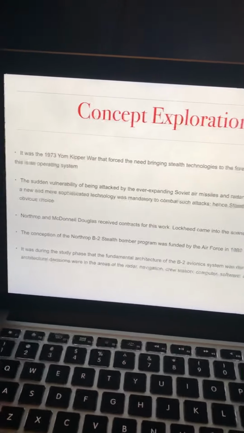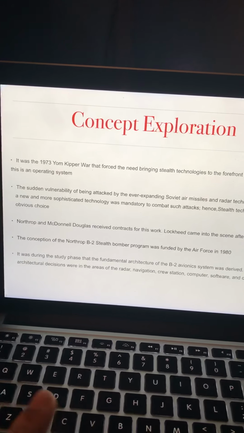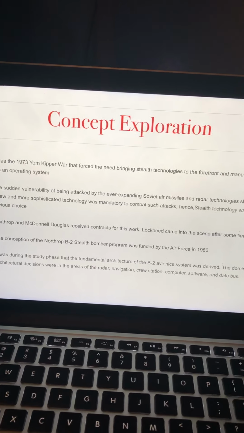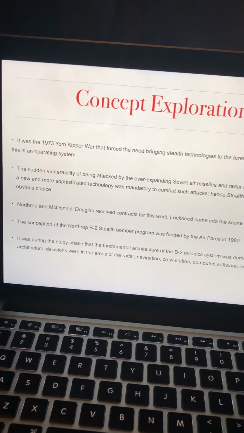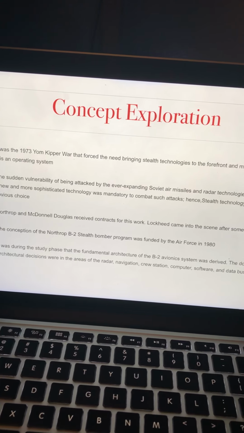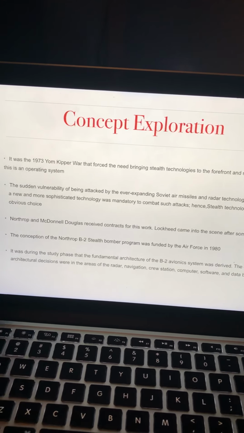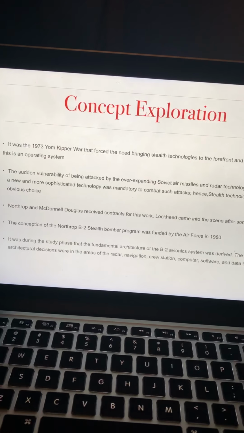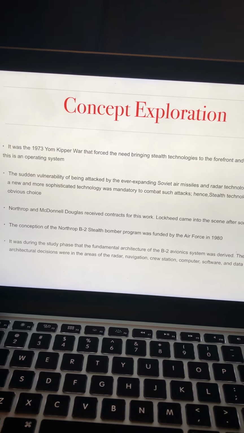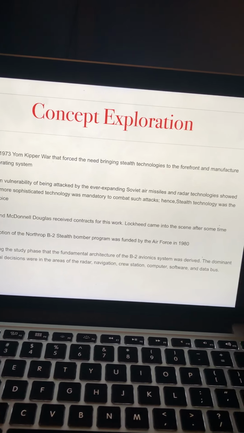available F-4 fighter jet. This part is kind of important, where it talks about what was used initially. It was the 1973 Yom Kippur War that forced the need of bringing stealth technology to the forefront and manufacturing it as an operating system. The sudden vulnerability to attack by Soviet air missiles and radar technologies showed that new and more sophisticated technology was mandatory to combat such attacks, hence stealth was the obvious choice.